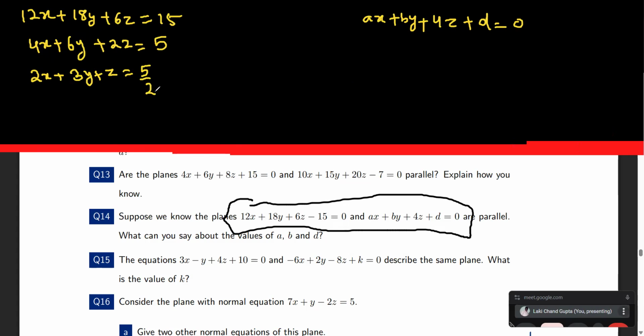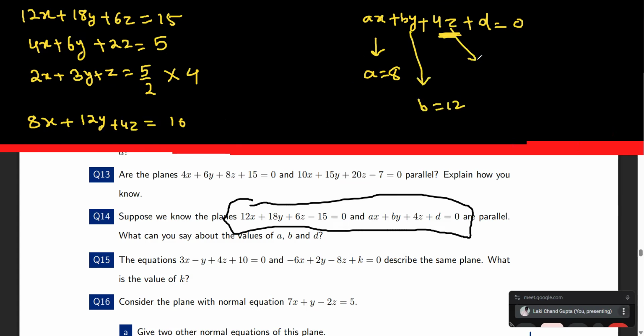This is 5 by 2. You know the coefficient must be same. Their coefficient is what? Here you can say 4 is there. So here you multiply with 4, right? Why am I multiplying with 4? Because there is 4z. So I want to make it 4z. Now you can say A will be what? 8. B becomes 12, and C is already 4, and this is D.